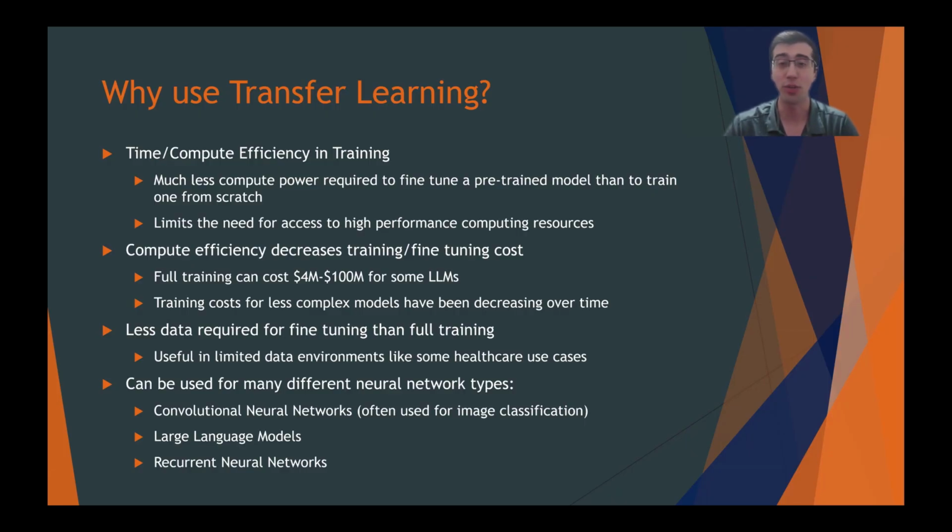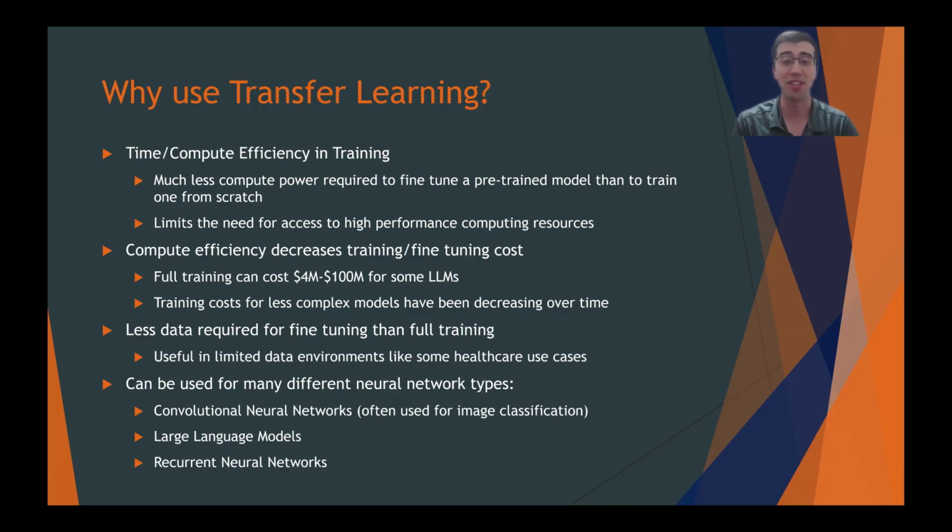Compute efficiency also decreases the training and fine-tuning cost. Full training for some large LLMs on the extreme end can be in the millions of dollars. You're thinking GPT-3 around $4.6 million, all the way up to GPT-4, which was around $100 million to train. I do recognize that the training costs for less complex models than these large LLMs have been decreasing over time, and they are continuing to go down as we are able to train models more and more efficiently. However, you still want to take advantage of all of the training that people have already invested their time into.